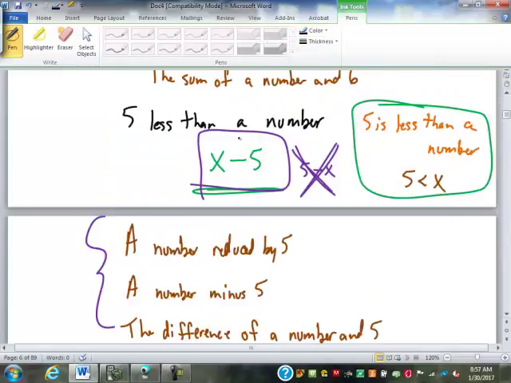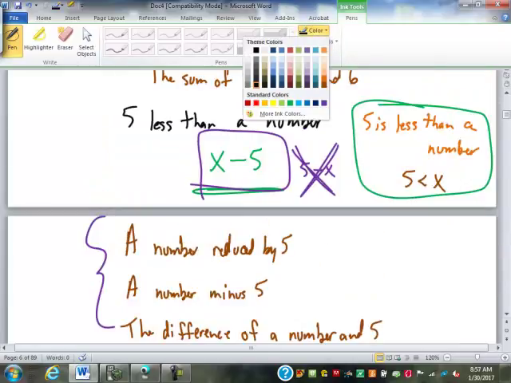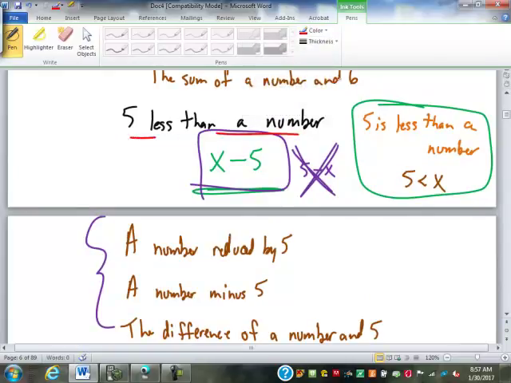A lot of people, that's why I did this wording like this at first. 5 less than a number, because a lot of people want to put the 5 first because it comes first. But 5 less than means the 5 is being subtracted from something.